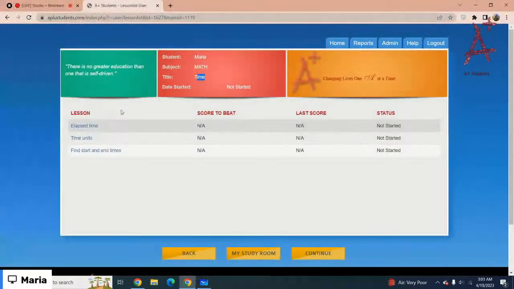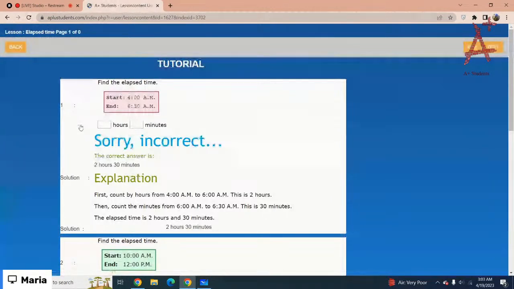Okay, here I'm on grade 6 maths. The chapter is time. Let's just start with the first lesson, that is elapsed time. Find the elapsed time. Start 4 a.m. and end at 6:30 a.m. Basically, you have to calculate the elapsed time between these two times. From 4 to 6 it is 2 hours, and then from 6 to 6:30 it is 30 minutes. So the total elapsed time is 2 hours 30 minutes. Got it?